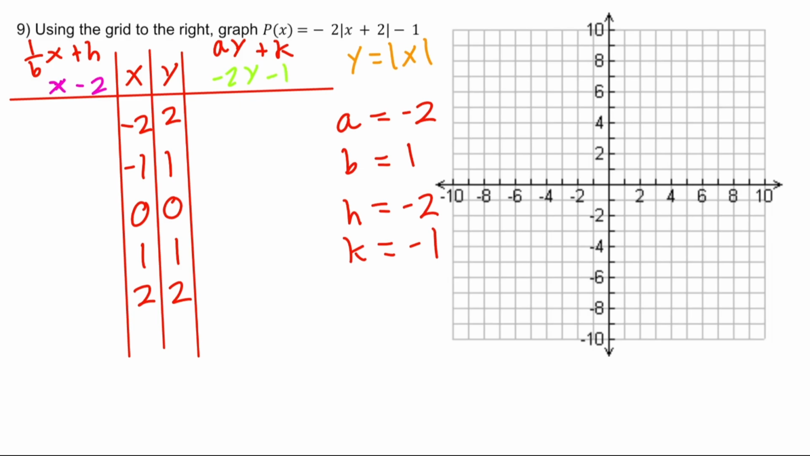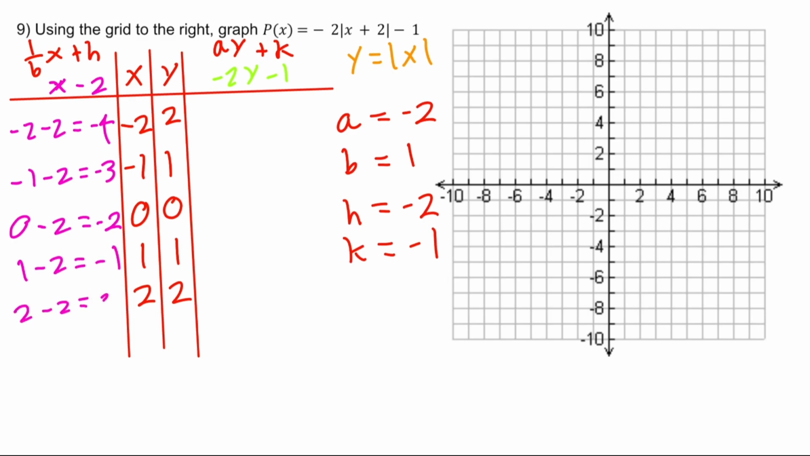Left-hand side, we're going to plug in -2 into x minus 2. -2 minus 2, that's -4. -1 minus 2 is -3. 0 minus 2 is -2. 1 minus 2 is -1. And then 2 minus 2 is 0. So all we did here was plug in all 5 values of x into this expression and just subtract 2.